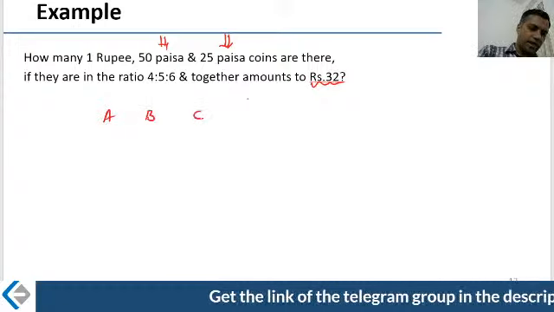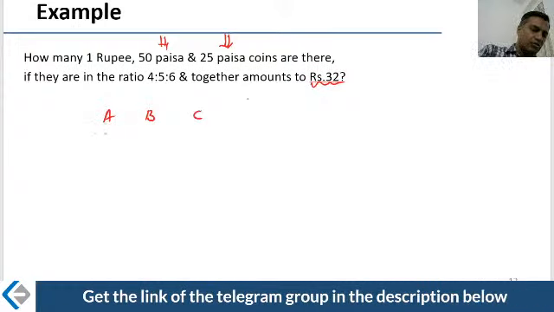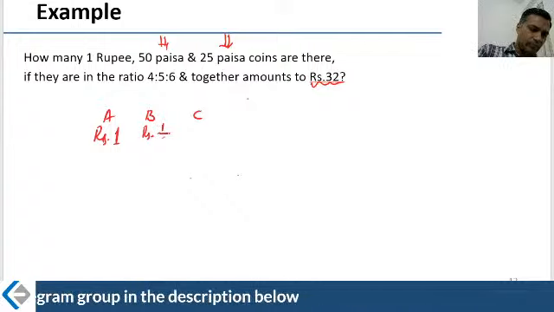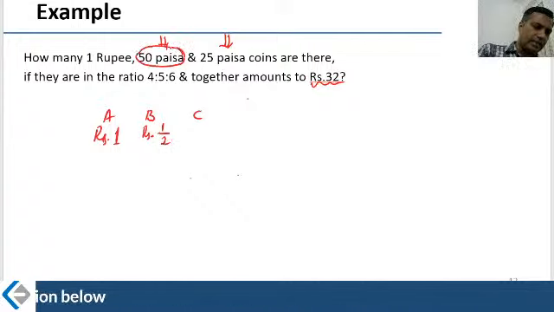If I write it as the first parameter, I have the currency in terms of 1 rupee. Good. All right, that's a value. So I have a certain number of currency which are 0.5 rupees, half a rupee, 50 paisa. I'm writing it as half a rupee.